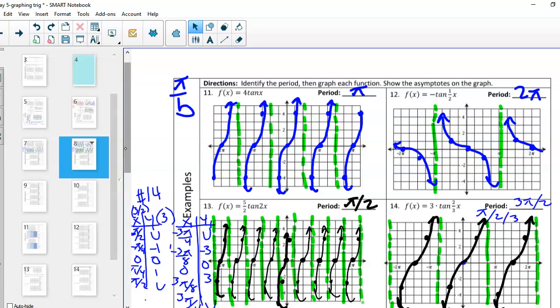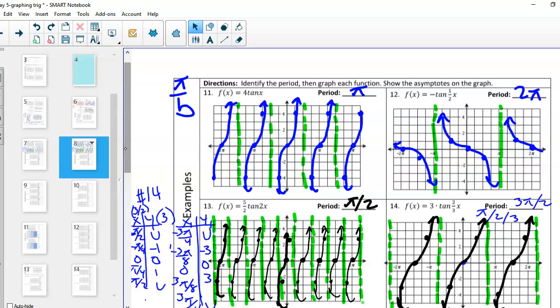So for 11, your period did not change, so it should have been exactly where it started at all of your multiples of pi over 2. And then the only thing that changed was that it stretched. So instead of going from -1 to 1, it's now at -4 to 4.